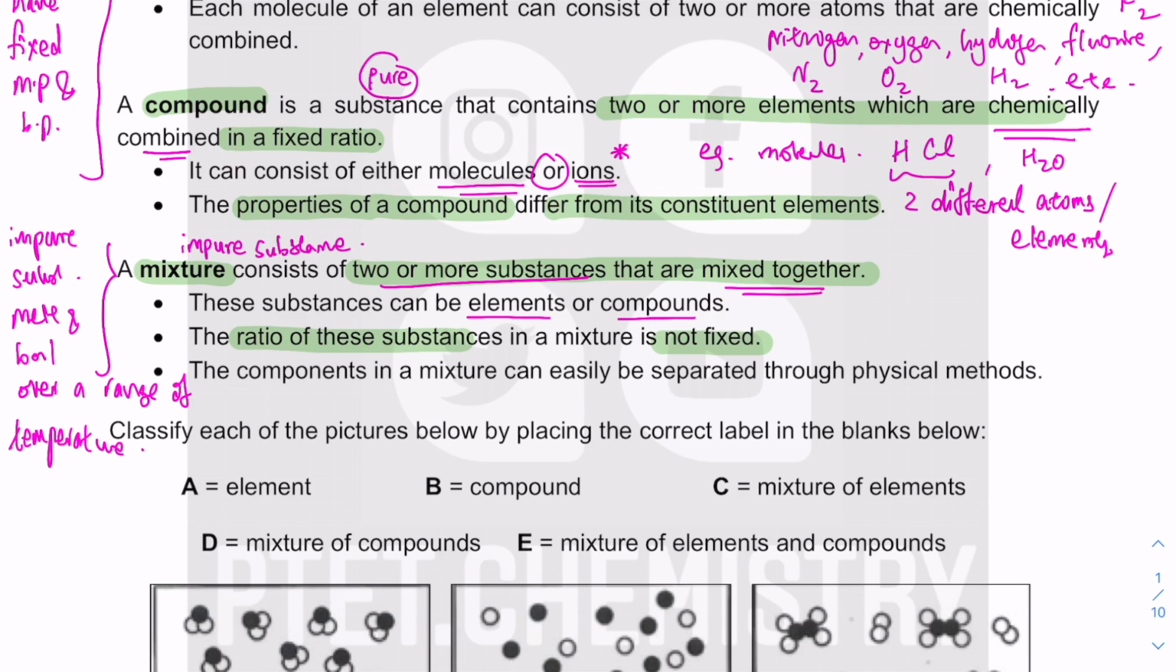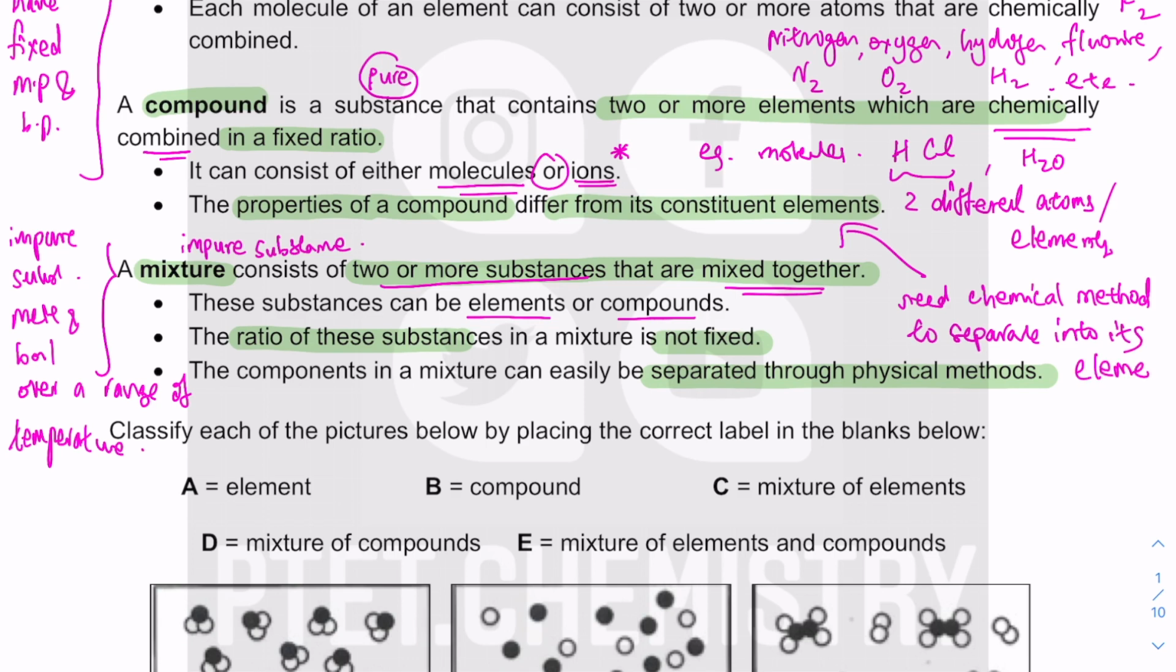Okay, so what is also important is you can separate a mixture through a physical method. I haven't talked about it here, but perhaps you can add it. You need a chemical method to separate a compound into its elements. So again, compounds are made out of two or more elements chemically combined together. If you want to get back the elements from a compound, you need a chemical method to separate them.